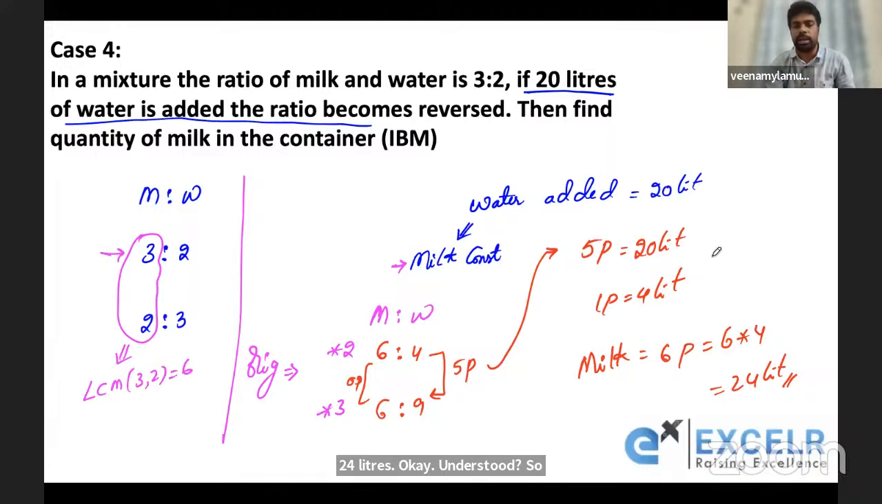So from here, from 5 parts equal 20, everything is case 3 only. The only thing you should know is that we should convert this case 4 to case 3. How are we going to convert? By taking the LCM and making the milk side constant. Understood, everyone?